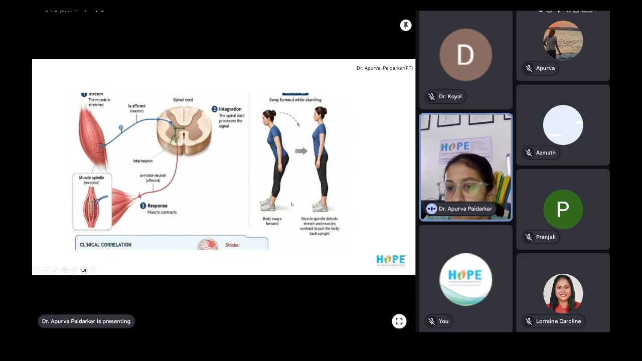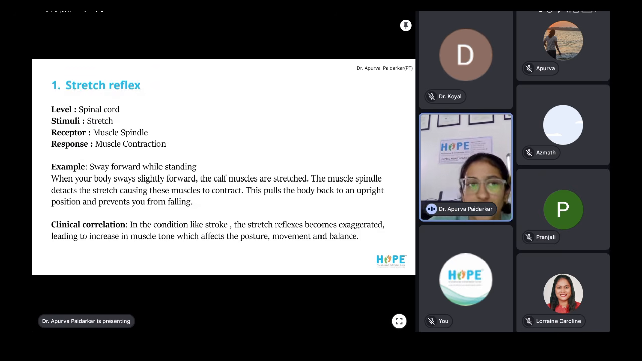When you try to step forward, the calf muscle is stretched, which sends a signal, and it contracts so that you stand in an upright position. So it is basically a stretch reflex. There is another example also, which is our normal reflexes like the patellar tendon reflex and all of those.